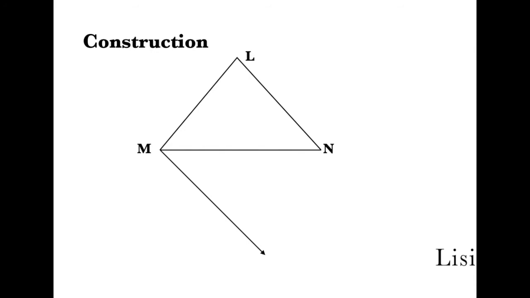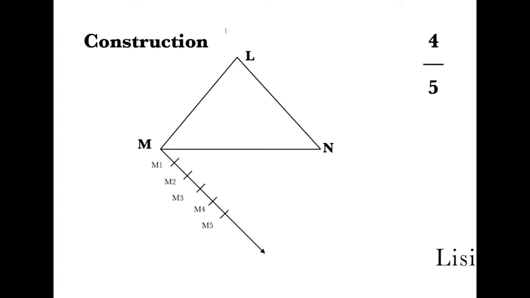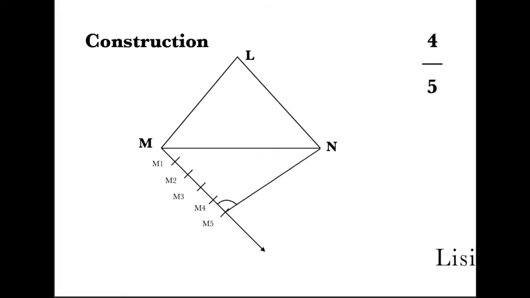Draw a ray. See here 4 by 5. So 5 is the bigger number. So you cut 5 arcs. Since it is M here, you name it as M1, M2, M3, M4 and M5. And now in the denominator we are having 5, isn't it? So you go with M5. Join M5 with N. Now place your compass at M5. Take a random measurement and cut an arc.